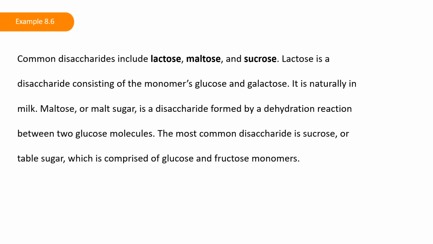Common disaccharides include lactose, maltose, and sucrose. Lactose is a disaccharide consisting of the monomers glucose and galactose. It is naturally in milk. Maltose, or malt sugar, is a disaccharide formed by a dehydration reaction between 2 glucose molecules. The most common disaccharide is sucrose, or table sugar, which is comprised of glucose and fructose monomers.